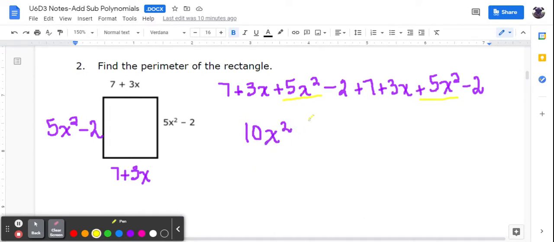Okay, so now we need to combine our x's. So we have 3x, and just going down the line, plus 3x. So that's going to give us 6x. And now we need to combine our constants. So 7 minus 2, 7 minus 2 is 5. 5 plus 7 minus 2, well, 7 minus 2 is another 5, right? So 5 plus 5 should give us 10.